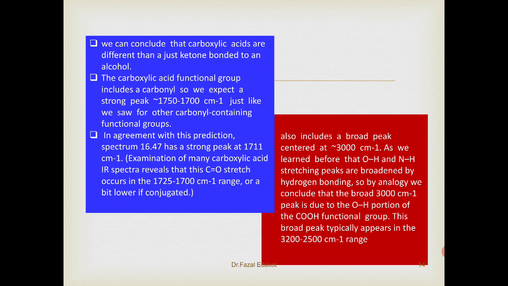The spectrum also includes a broad peak. It represents the OH, centered at 3000 per centimeter. As we learned before, OH and NH stretching peaks are broadened by hydrogen bonding. So by analogy, we conclude that the broad 3000 per centimeter peak is due to the OH portion of the COH functional group. This broad peak typically appears in the 3200 to 2500 per centimeter range.